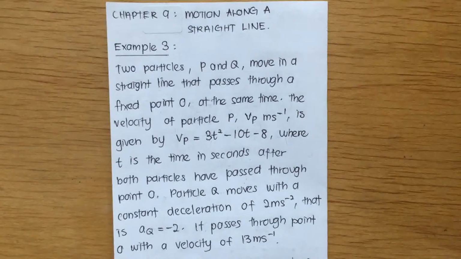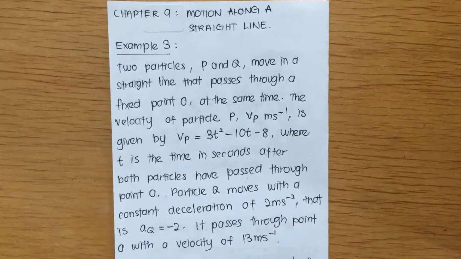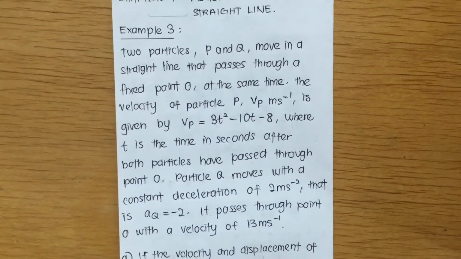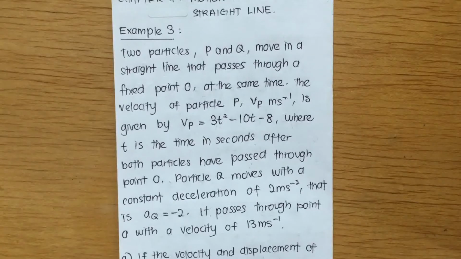Okay, let me read the question now. Two particles P and Q move in a straight line that passes through a fixed point O at the same time. The velocity of particle P, Vp meter per second, is given by Vp equals 3t squared minus 10t minus 8, where t is the time in seconds after both particles have passed through point O. Particle Q moves with a constant deceleration of 2 meter per second squared, that is AQ equals negative 2. It passes through point O with a velocity of 13 meter per second.